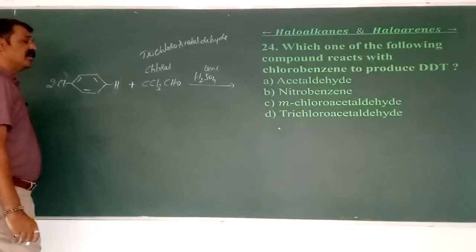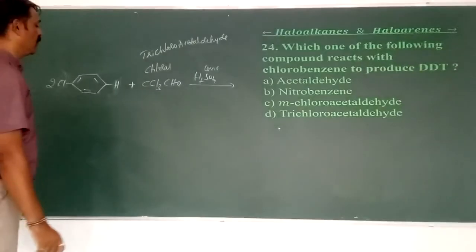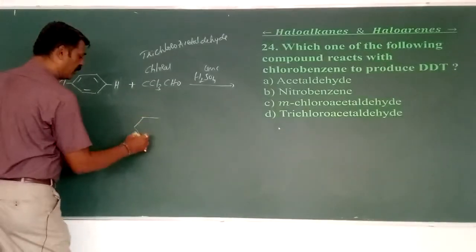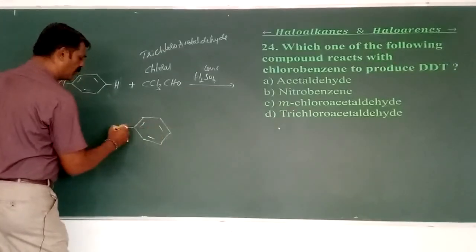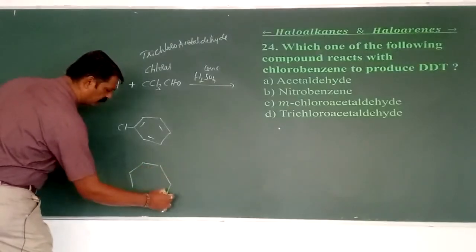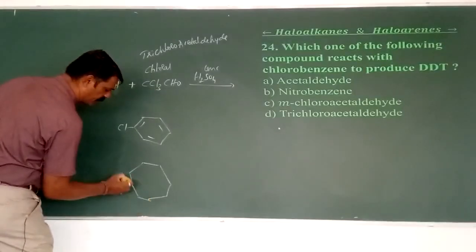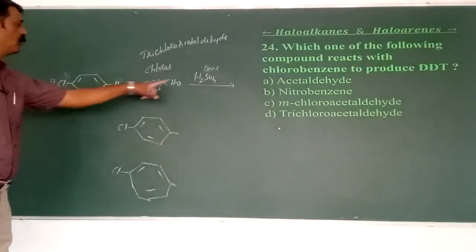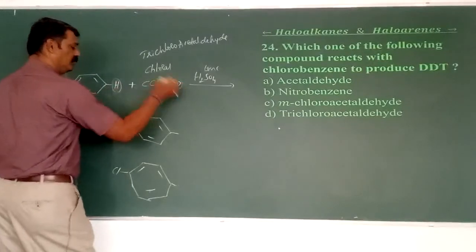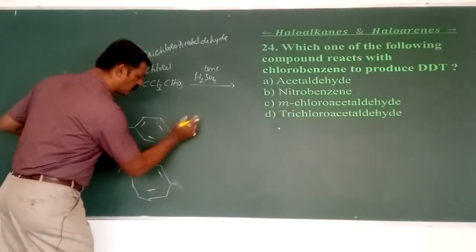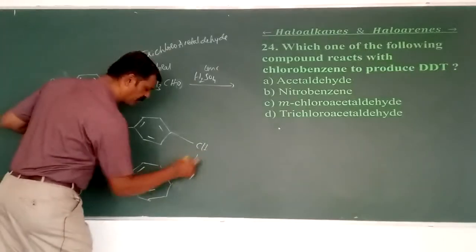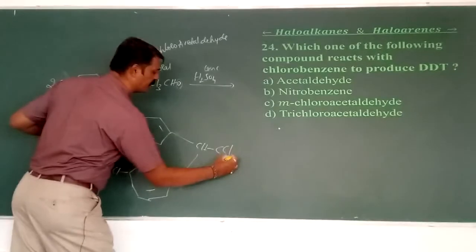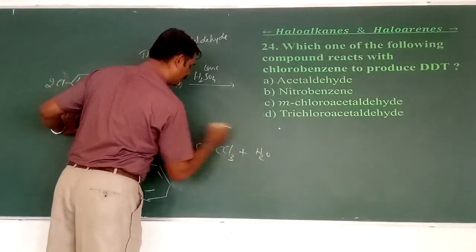So what is the possibility here? Concentrated sulfuric acid is an example of a dehydrating agent, as we are taking two molecules of chlorobenzene. One chlorobenzene molecule here, another chlorobenzene molecule here. We have two H's here, H with O is removed, H with O is removed. Then if I combine those two, it becomes CH with CCl3, plus the removal of H2O. This is called DDT.